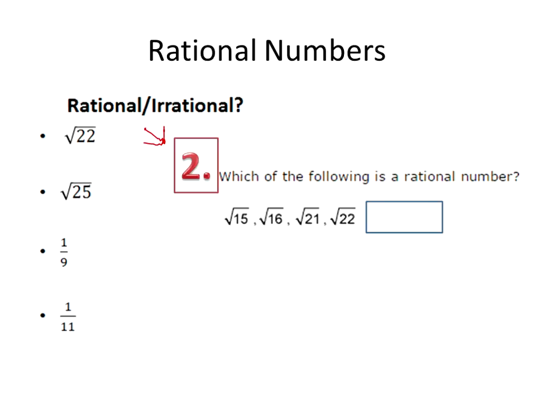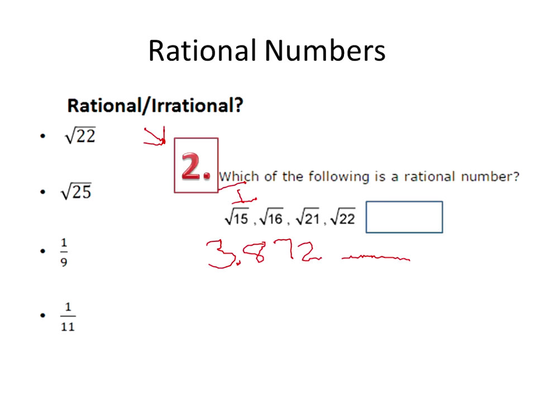I've got to put it in my calculator correctly. I get 3.872 something, something, something. So that goes on and on forever, so that would be irrational.